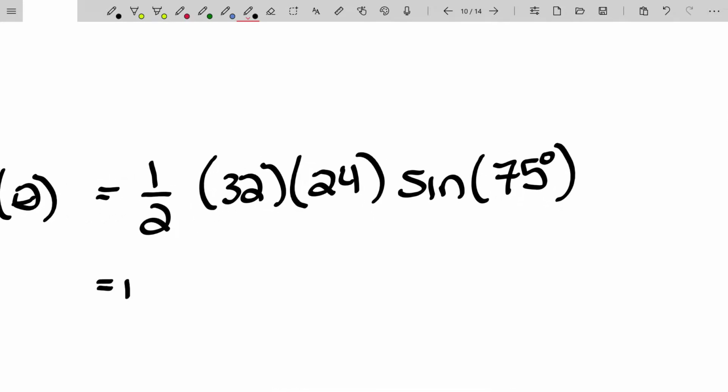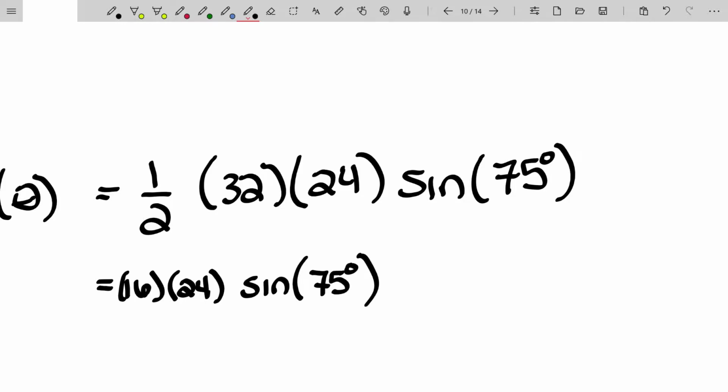Half of 32 is 16. That wasn't the part I assumed you could do without a calculator. The sine of 75 degrees. Well, sine of 75 degrees, you could create 75 degrees by saying that's half of 150, or you could say it's 45 plus 30. It's your choice. I'm going to write it as 45 plus 30. So I'm going to write the angle 75 degrees as the sum of 45 degrees and 30 degrees.